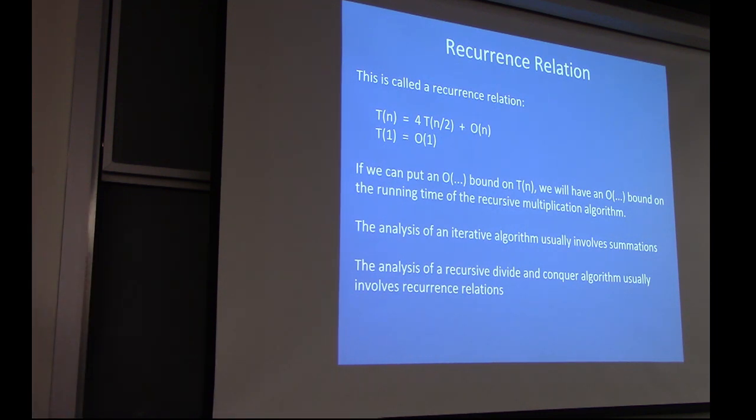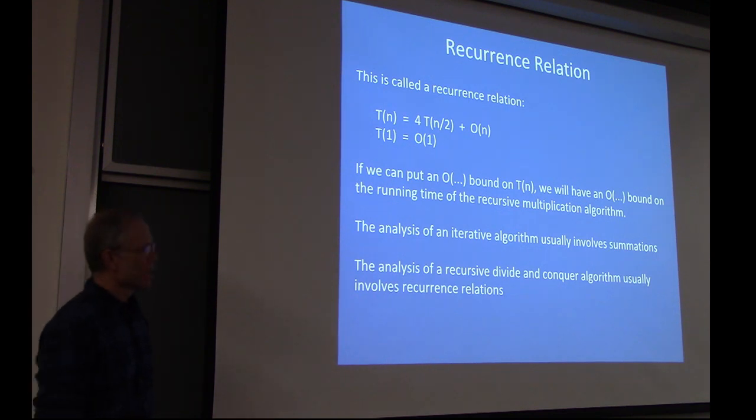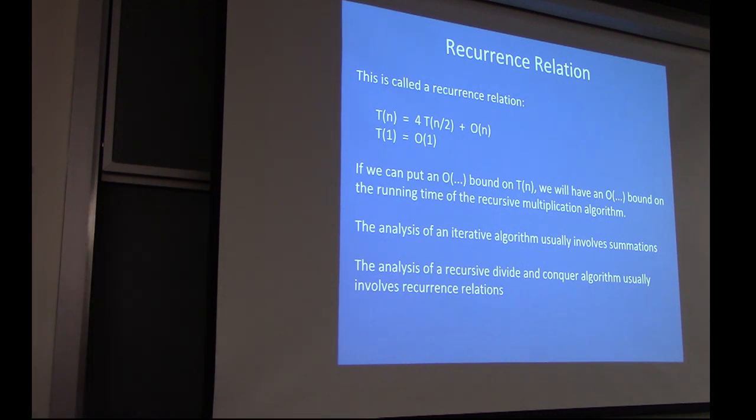So our goal is going to be to figure out how to cope with recurrence relations, how to put big O bounds on them so that we can analyze divide and conquer algorithms, which is what we're going to be talking about. And also, just to answer our question, what's the complexity of recursive multiplication? Is it better than n squared? That'd be nice. So let's take a quick break and we will finish.